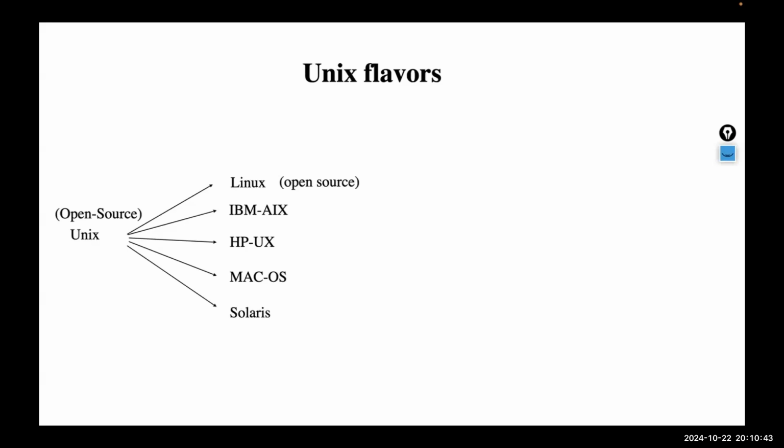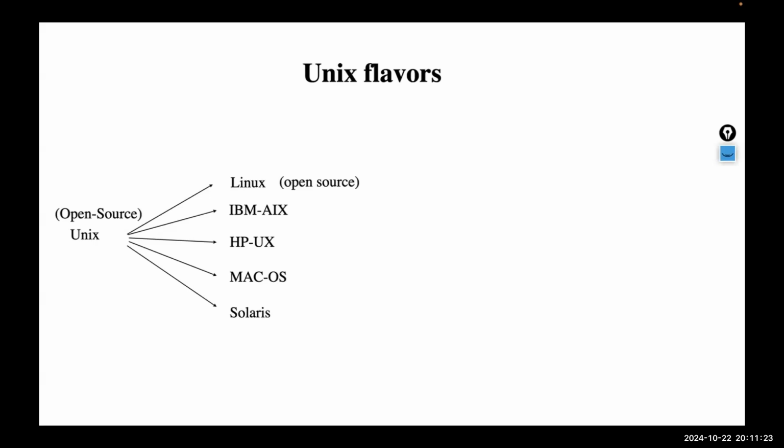Out of these operating systems, except Linux, like IBM AIX, HP UX, Mac operating system, Solaris, these four operating systems, if you want to install on your laptop, you need to purchase the license. You need to pay money to IBM, HP, Apple, or Sun Microsystems to get the genuine license. But Linux is not like that. Linux is open source. Like Unix, Linus Torvalds has kept the Linux source code open. So anybody can install Linux on their laptops free of cost.